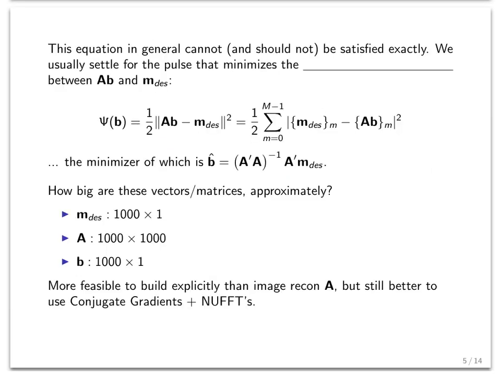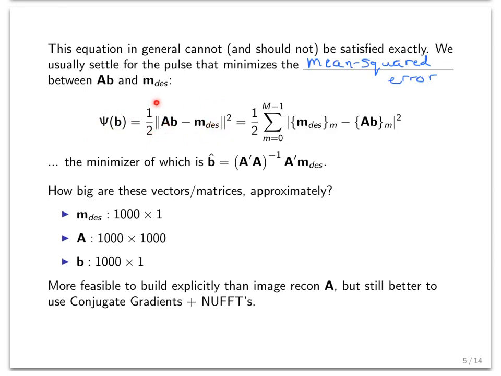But this equation in general cannot and really should not be satisfied exactly. So we usually settle for the pulse that minimizes the mean squared error between the product AB and m desired. We can write this function this way. This is the function psi that we're defining, and this is the function that we want to minimize as a function of B. It is a measurement of the mean squared error between m desired and AB.